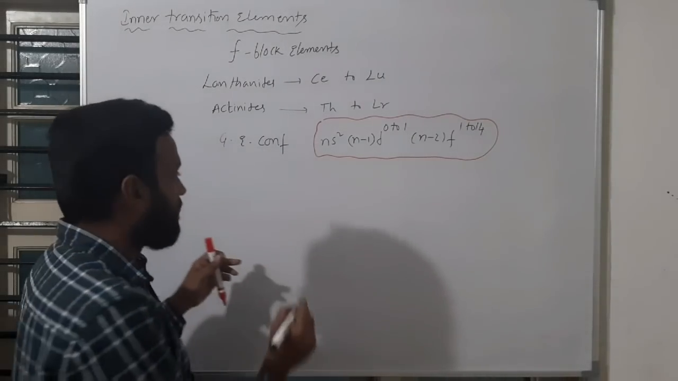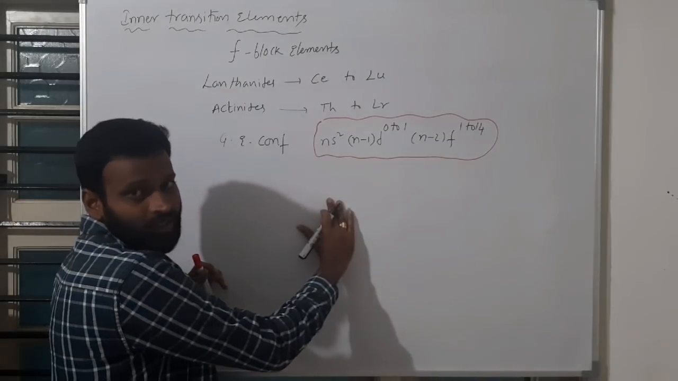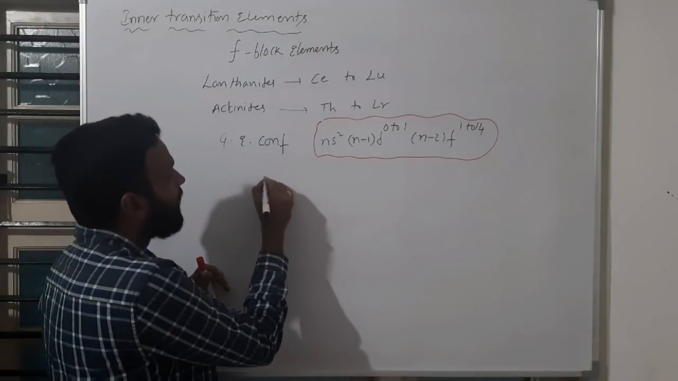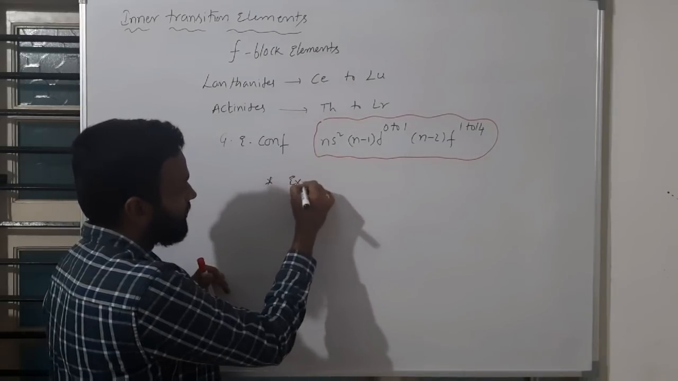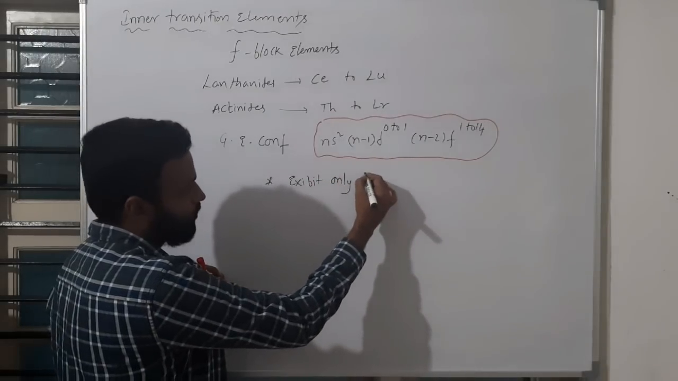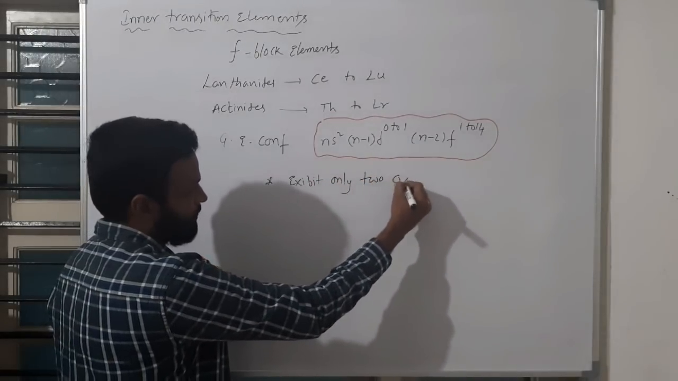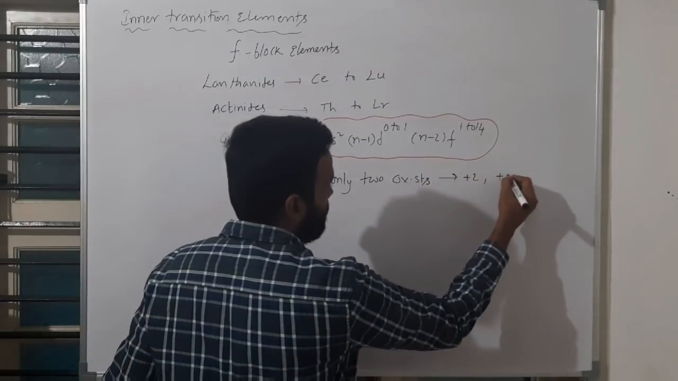Inner transition elements are completely metals and radioactive, as I said. These radioactive metals also exhibit only two oxidation states: one is +2 and one is +3.